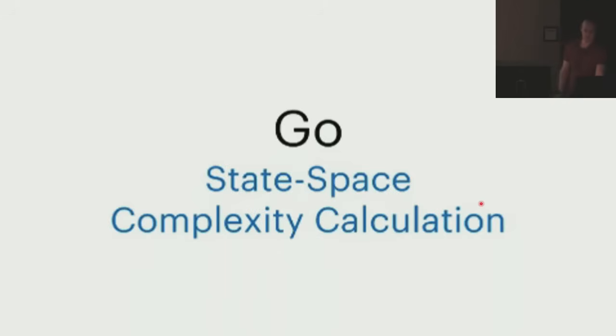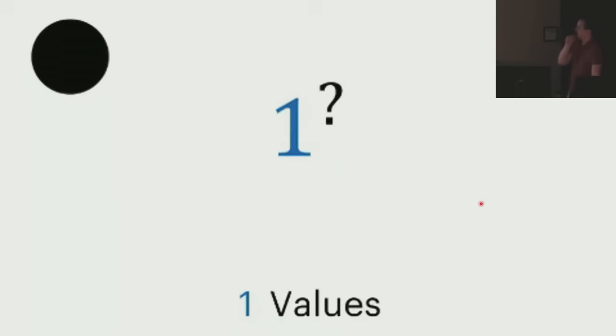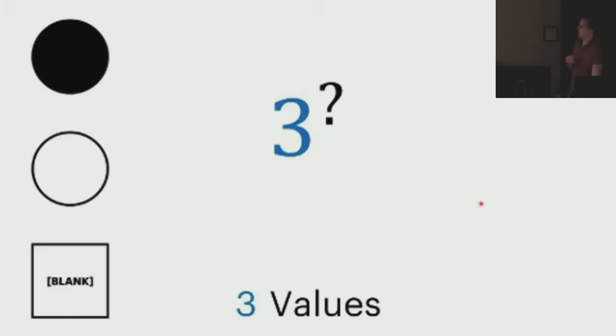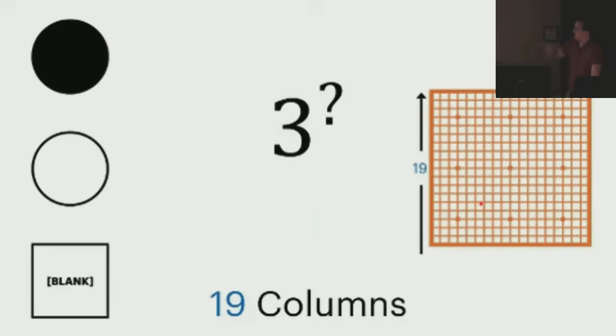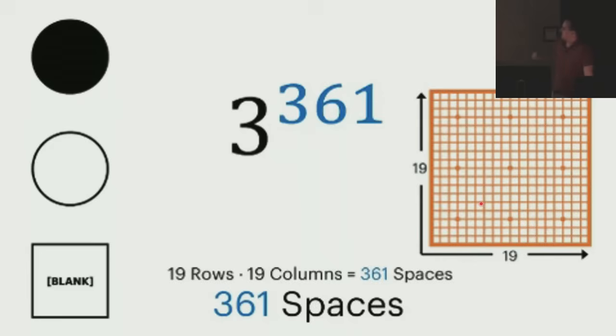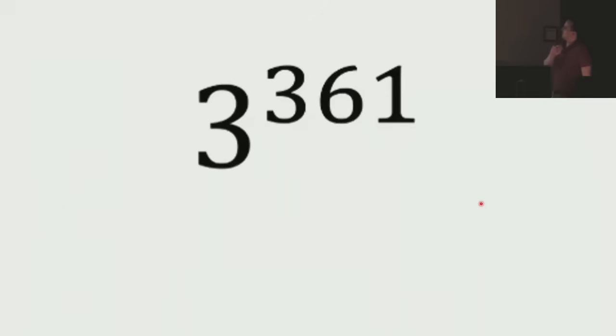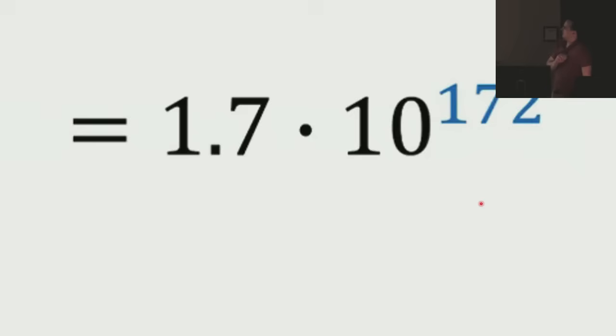Let's look at the game of Go. Go is an Asian board game. It's very popular in Asia, not so much in North America. There are white stones, black stones, and blank pieces, a 19 by 19 space, and so you can configure 3 different possibilities, 3 to the power of 361. That is 10 to the power of 172.